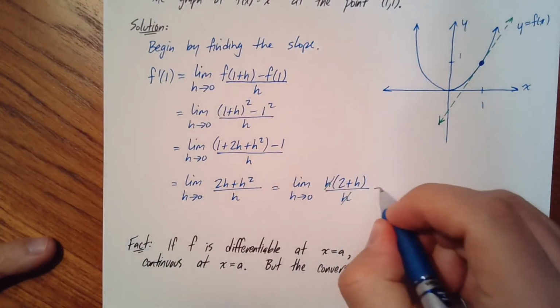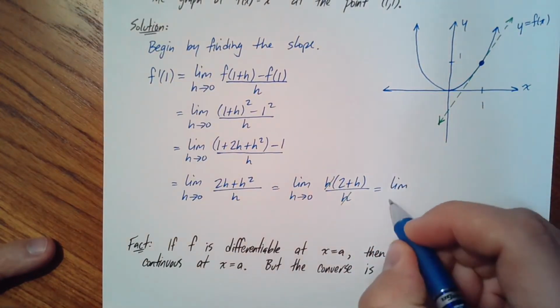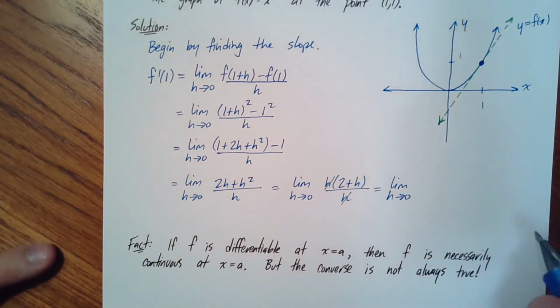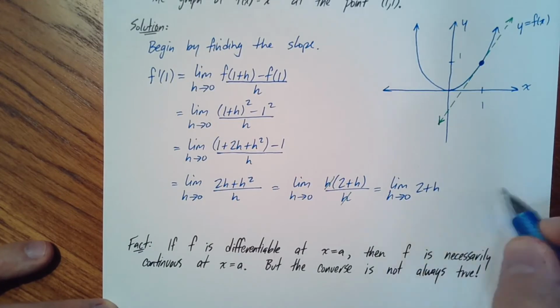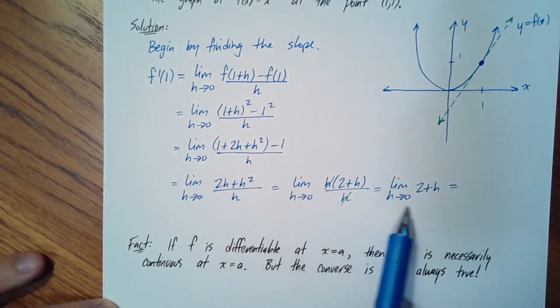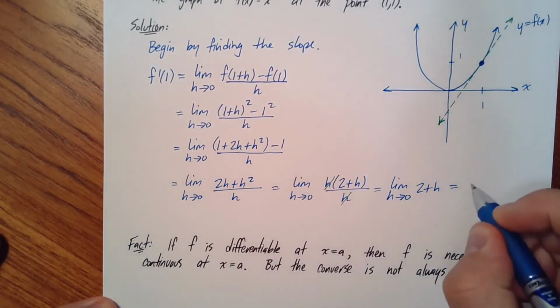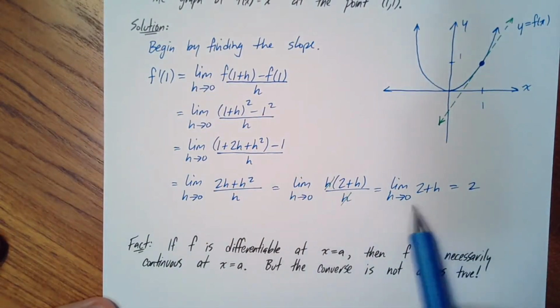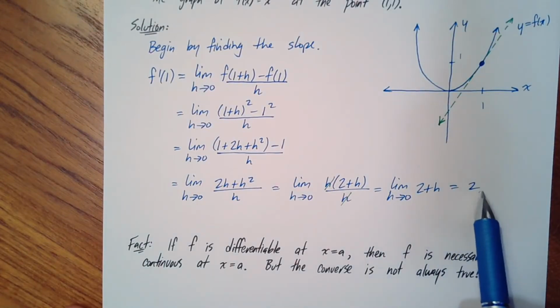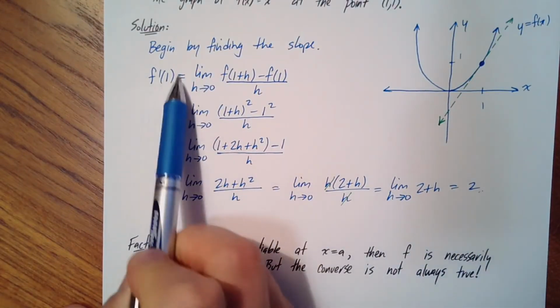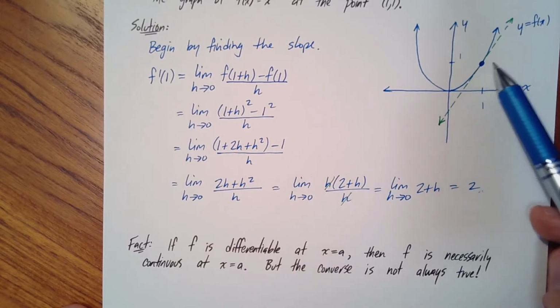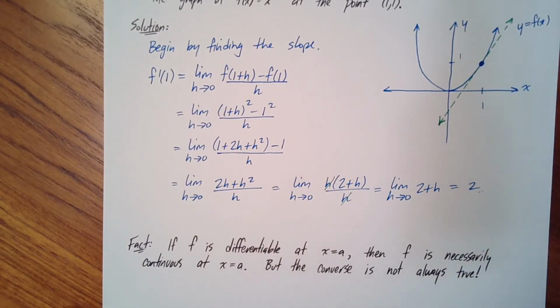So we've got the limit as h goes to 0 of 2 plus h. Well, hey, 2 plus h is a continuous function of h. We can just plug in h equals 0 and get a slope of 2, or the limit will evaluate to 2, which is the slope of our tangent line, because that was f prime of 1, which is the slope of this line. So this line has a slope of 2.